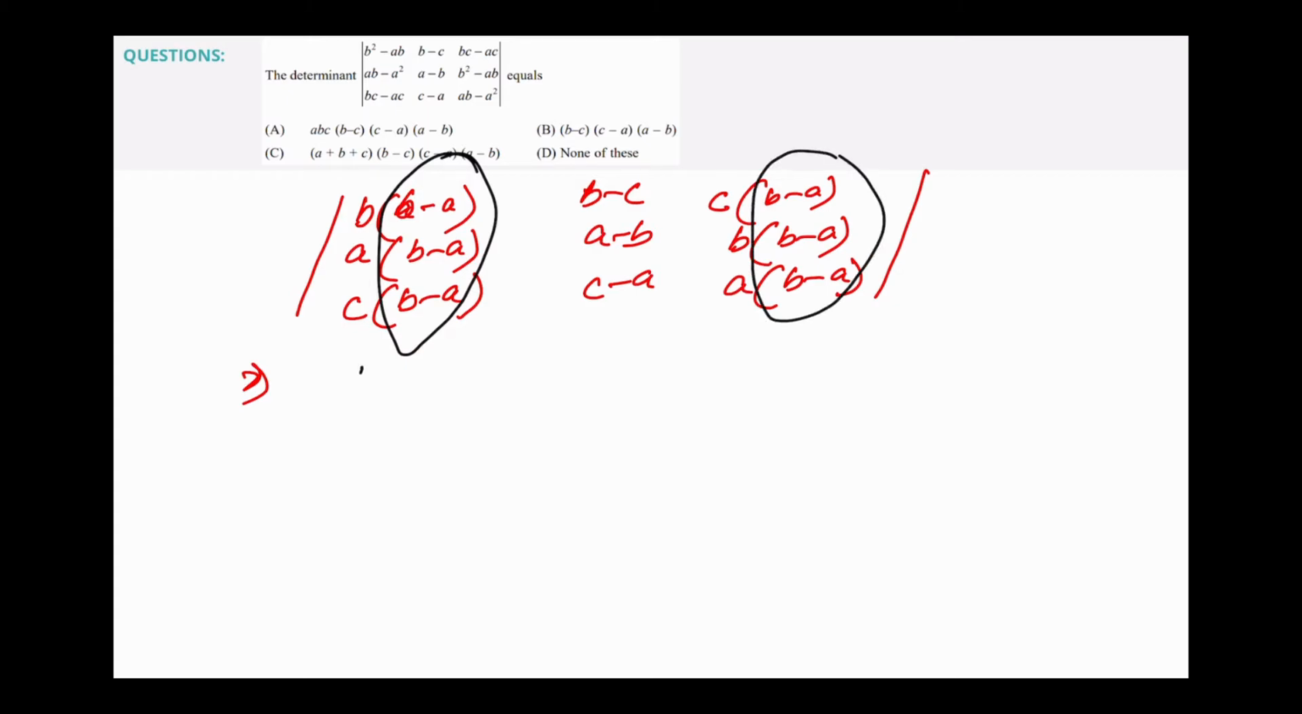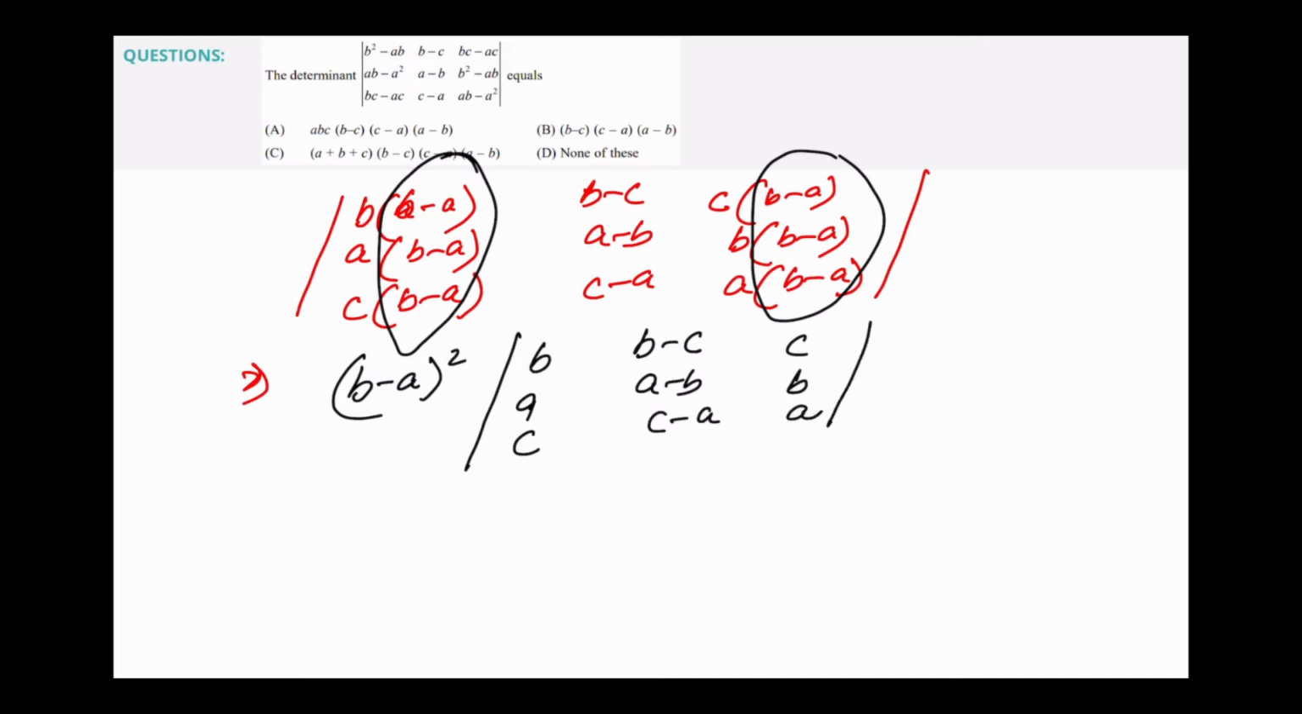No. Just take B minus A common from this column, and from this column also take this. So what I'll get is B minus A the whole square, and I'll get B, A, C, B minus C, A minus B, C minus A, and C, B, A. Correct. We got till here.